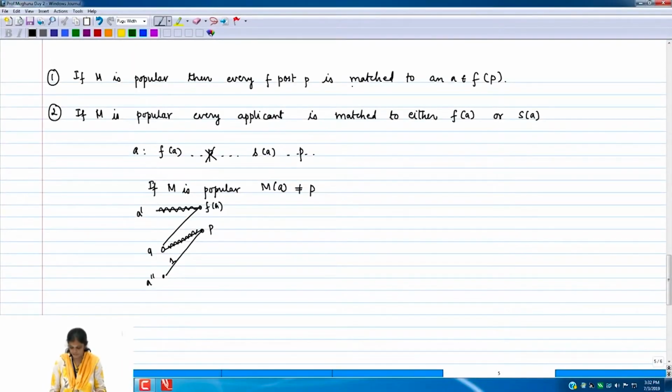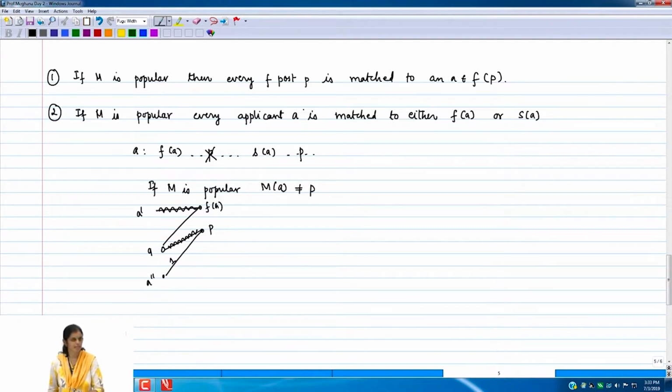We left at a place where we asked what the structural properties of a matching are if it has to be popular. We said that if M is popular, then every F post is matched to an applicant who treats it as a rank 1 post, and every applicant is matched to either its F post or its S post. We argued that it cannot be matched to somebody strictly between F and S, else it cannot be popular.